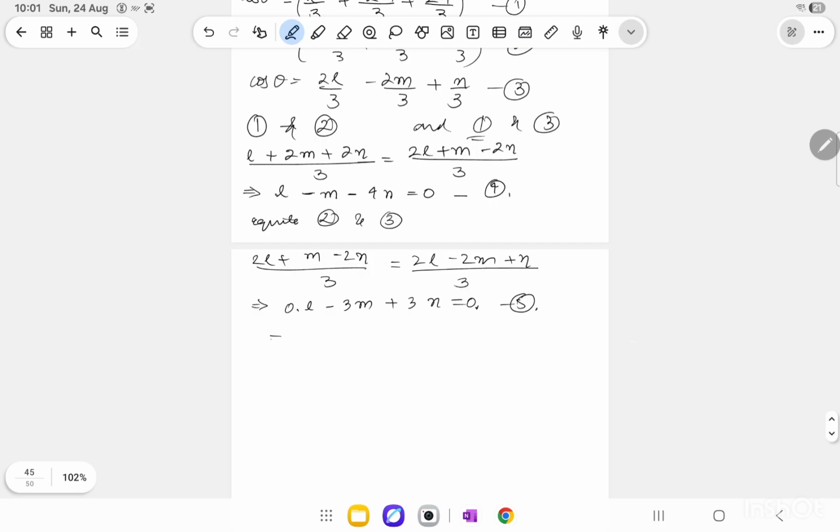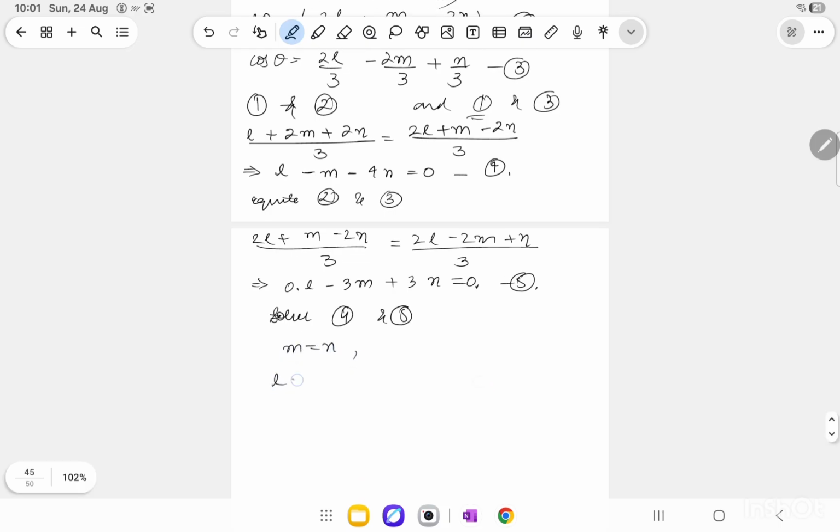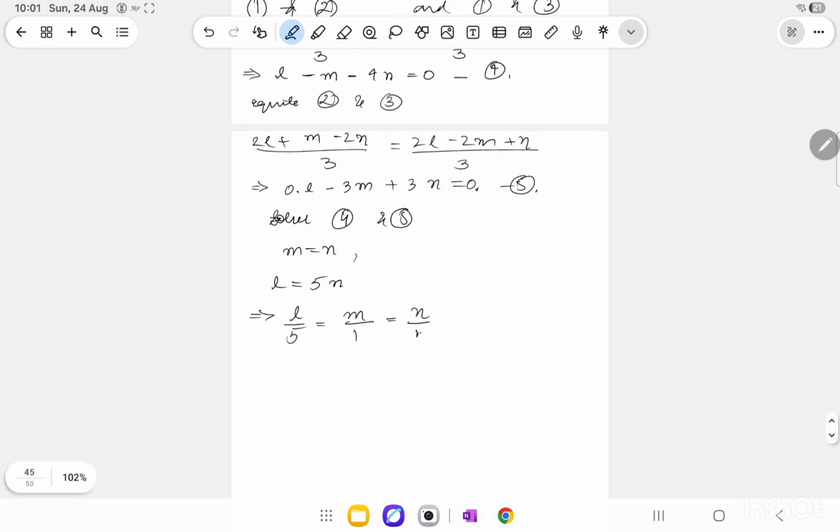If I solve my fourth and fifth equations, I'll get m = n, and if I use m = n in the fourth, I'll get l = 5n. So from here I got l/5 = m/1 = n/1. So this is basically my direction ratios, and the square root of l squared plus m squared plus n squared is the square root of 25 + 1 + 1, which is the square root of 27.